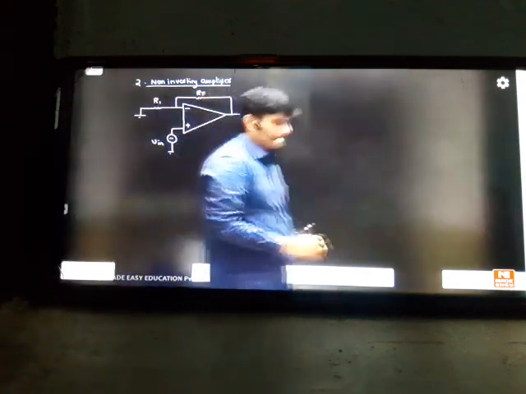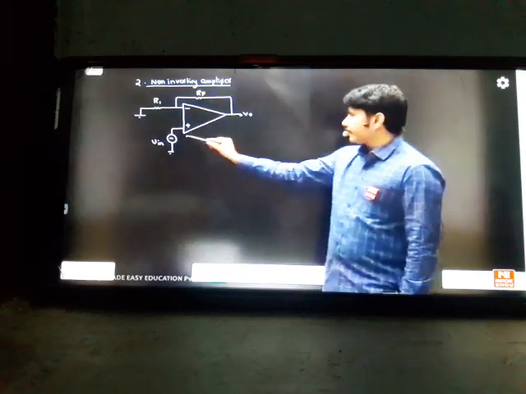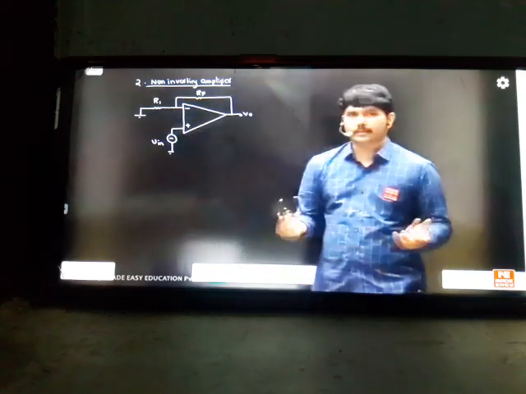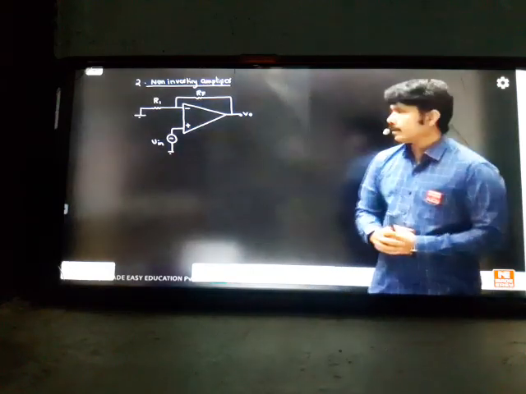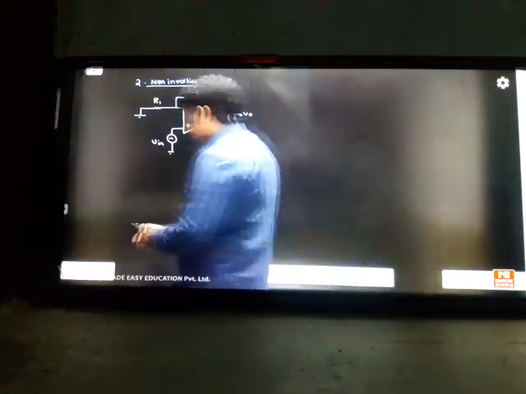The positions have changed in the class. If anybody is asking non-inverting, input should come to the non-inverting side. The other side, where you kept the input in the inverting side, that should be ground. So we are doing the opposite analysis. This is called the concept of non-inverting amplifiers. Let us understand how the gain is developed here.